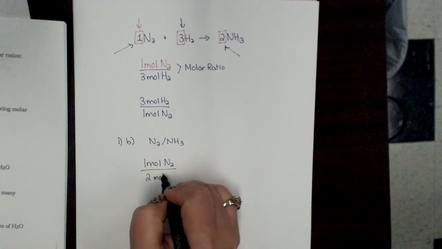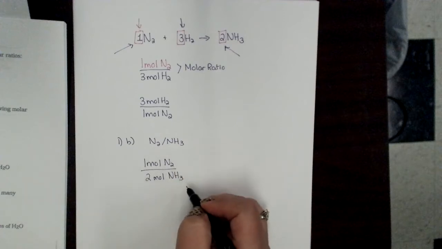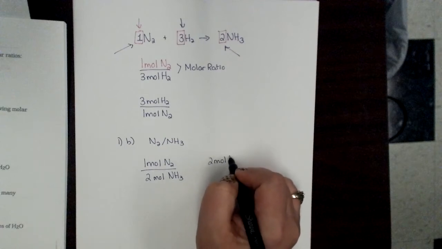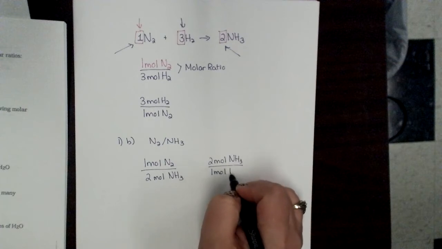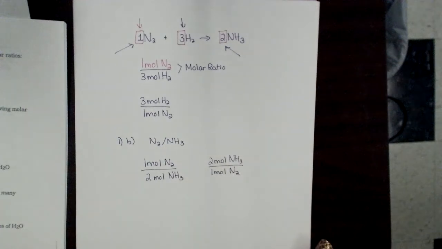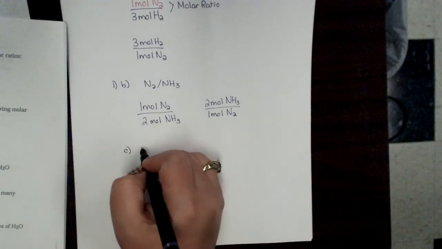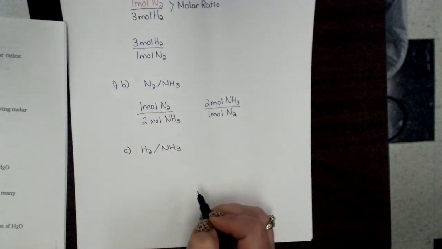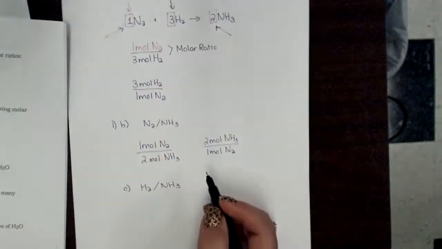2 moles of ammonia. So now I have a molar ratio, and I can also write it as 2 moles of ammonia over 1 mole of N2. Same thing. Last one that they give us, H2 to NH3.